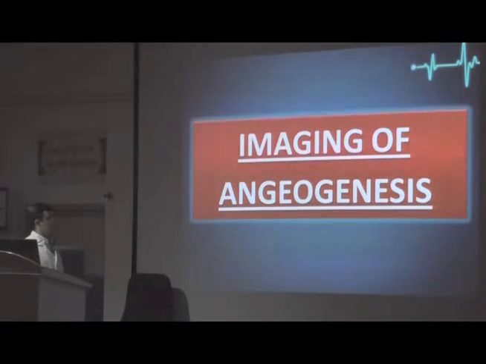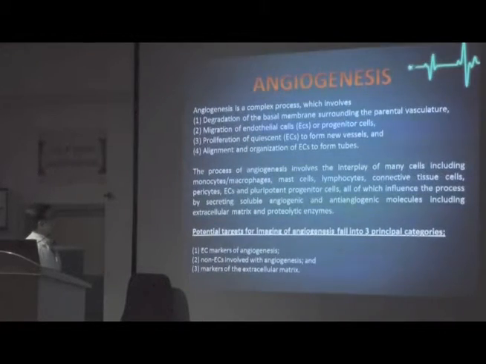Imaging of angiogenesis. Angiogenesis is a complex process which involves degradation of the basal membrane surrounding the parental vasculature, migration of endothelial cells, proliferation of endothelial cells, and organization of endothelial cells to form tubes. The process of angiogenesis involves the interplay of many cells including monocytes, macrophages, mast cells, lymphocytes, connective tissue cells, pericytes, endothelial cells and pluripotent progenitor cells, which influence the process by secreting soluble angiogenic and anti-angiogenic molecules, including extracellular matrix and proteolytic enzymes.